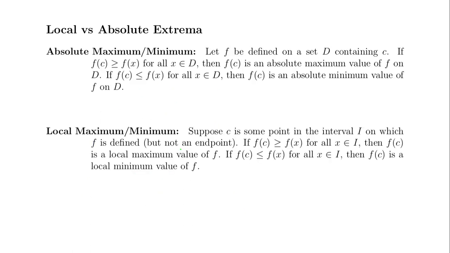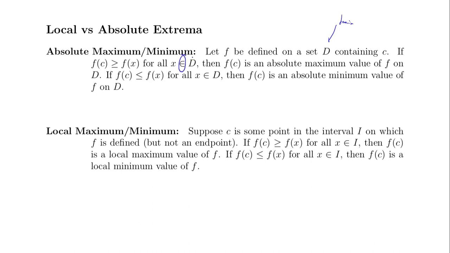So here are our definitions. For an absolute max, we've got some function being defined on a set D. You can think of this as a domain containing some x value c. So that's actually in the domain. Our function is defined, meaning this is actually a y value here. If the y value at that point is greater than or equal to all the other y values in the range, essentially all the other outputs for all the inputs that are in the domain.